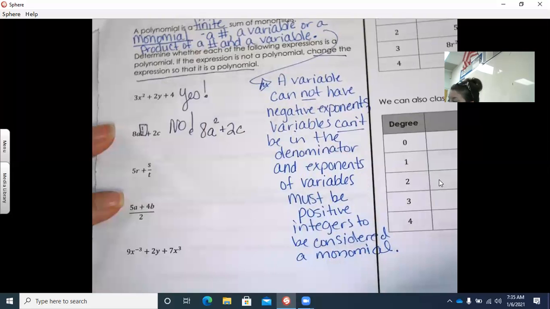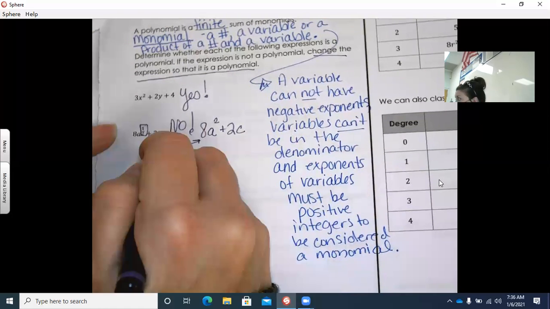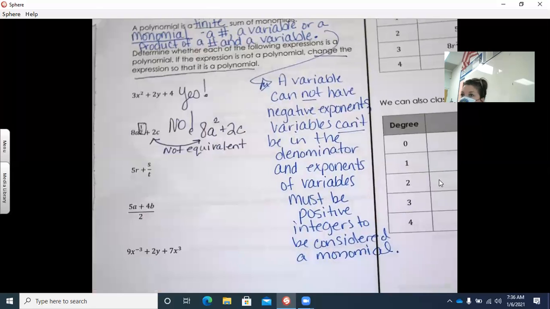Now, be careful. What I just rewrote, these are not equivalent. I'm not saying that 8a to the 1/2 is the same thing as 8a squared. It's not the same. Does that make sense? They just wanted me to replace it with something that would make it a polynomial.